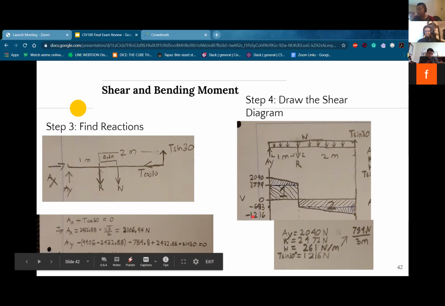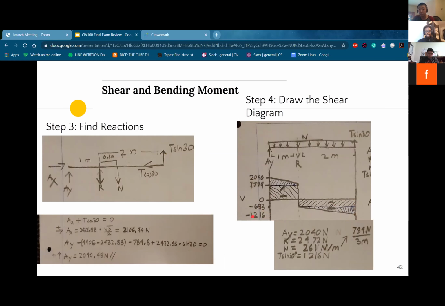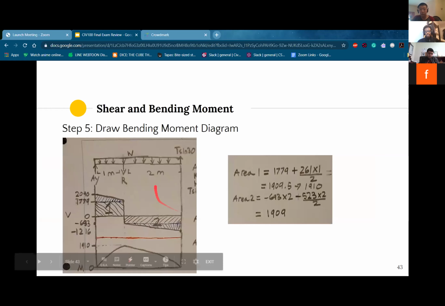And so now we actually have the shear diagram. The question now becomes to draw the bending moment diagram. And the bending moment diagram is your integral of your shear diagram. And I'm just going to check the chat to see if there's anything important.